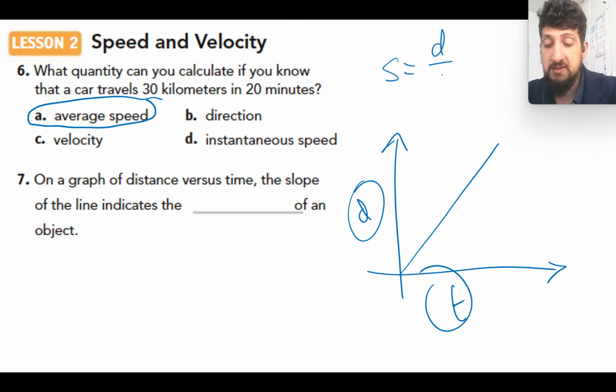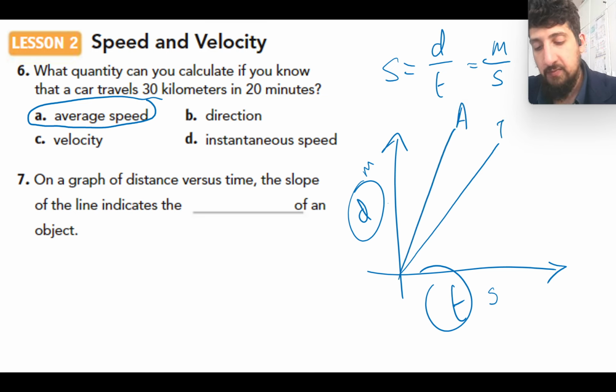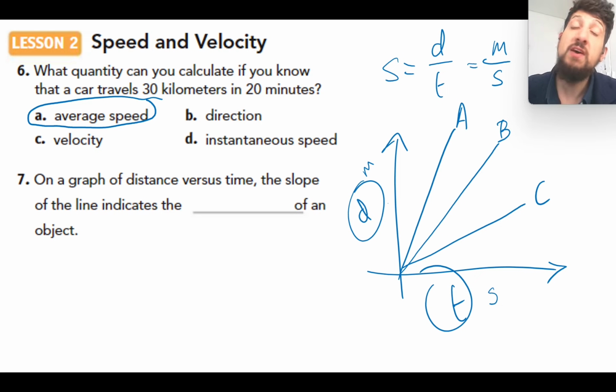Remember, speed is distance over time. The unit for distance is meters. The unit for time is seconds. And that is, in fact, the unit for speed, which is meters per second. One more point I'd like to say here is that obviously the slope of the line is directly related to the speed. So over here, A, B, and C, which one of them is going to be the steepest? A is the steepest, and therefore A is the fastest.